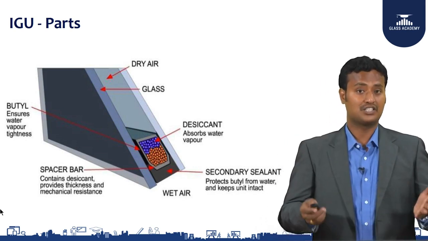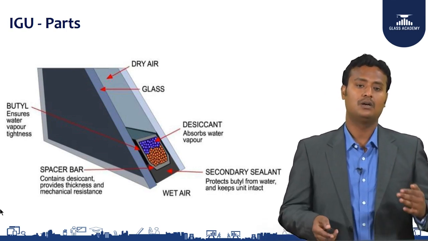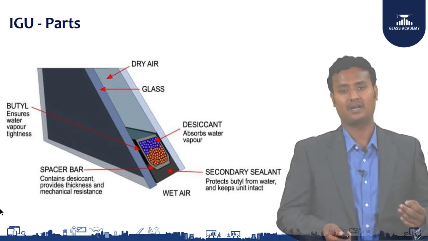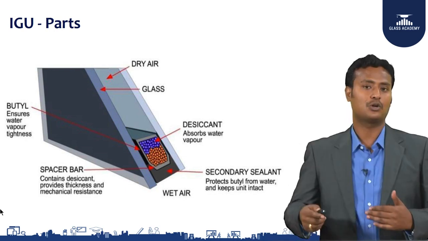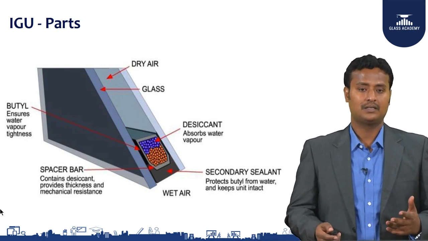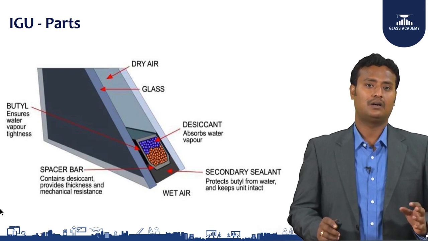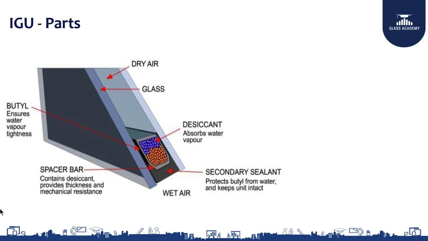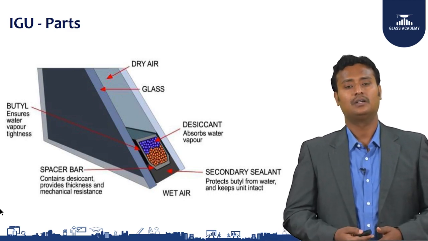One more thing: the space between the two glasses can be kept as a vacuum, or as dry air, or filled with argon gas, xenon or krypton, whichever you want to use. You can decide based on the performance you want. Each of these components is highly helpful in serving us to be comfortable inside the building, making the IGU a grand success.